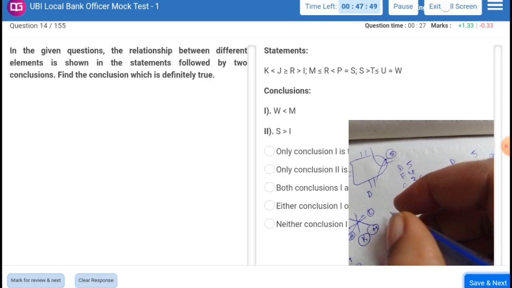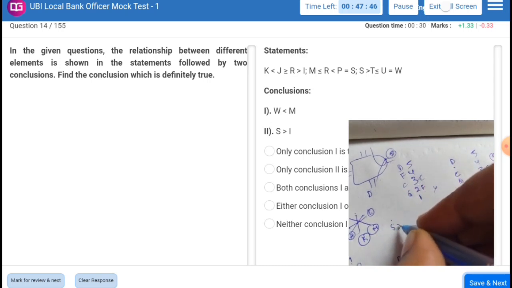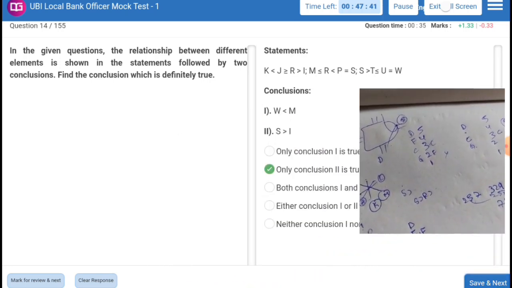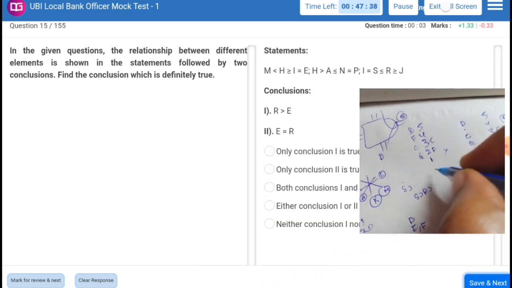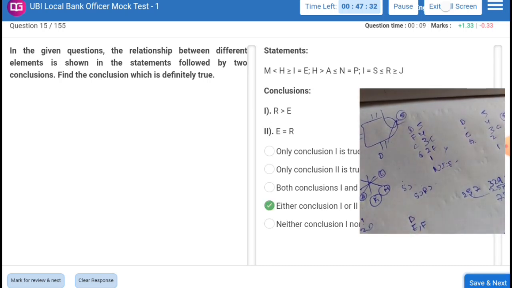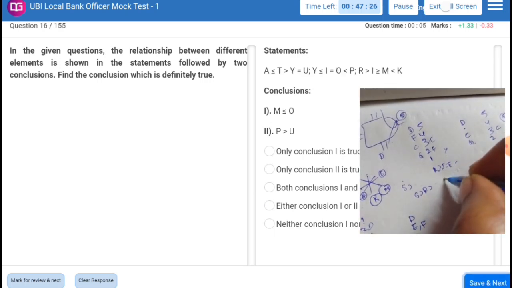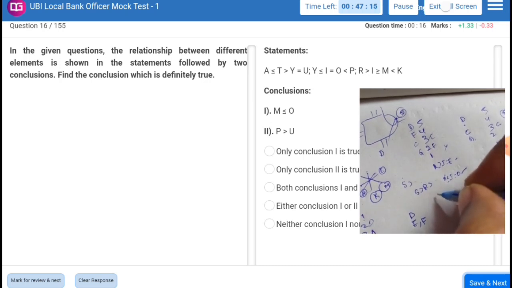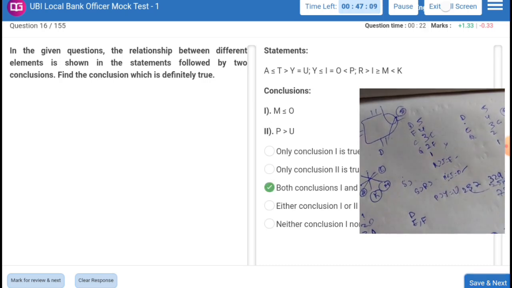Is greater than I. Only 2. R greater than E. Either 1 or 2. M less than or equal to O. P greater than U. Both.